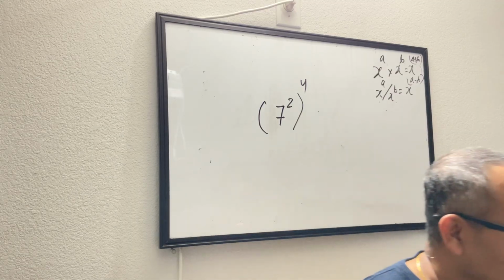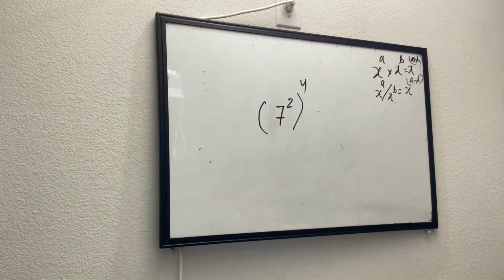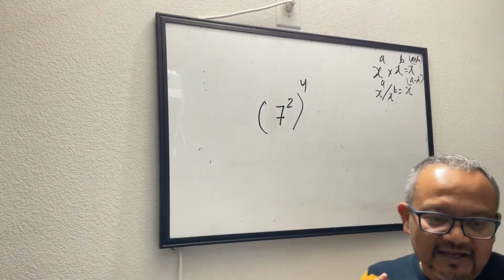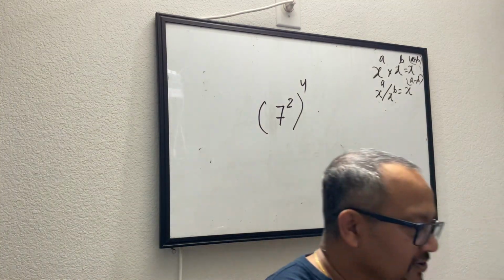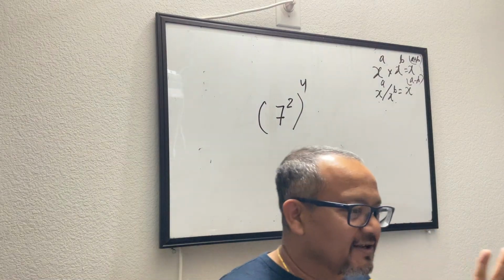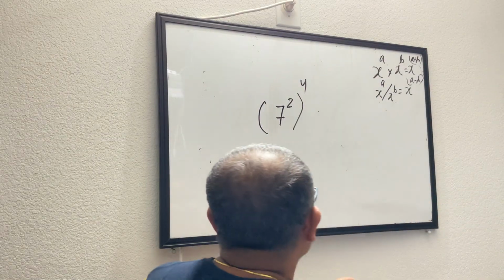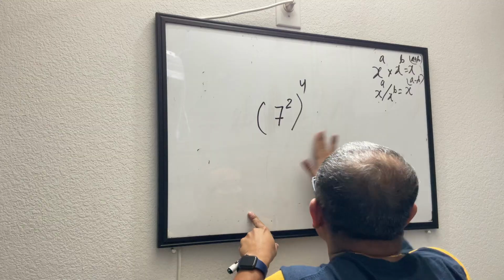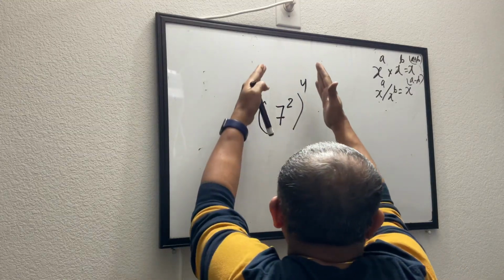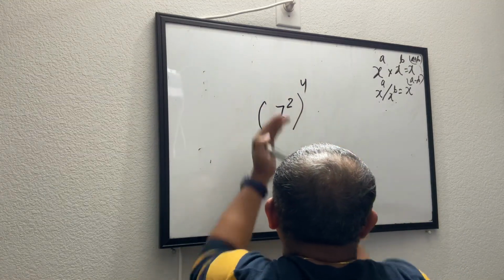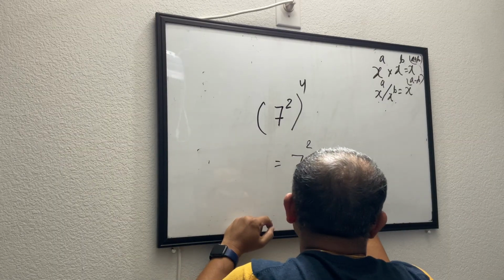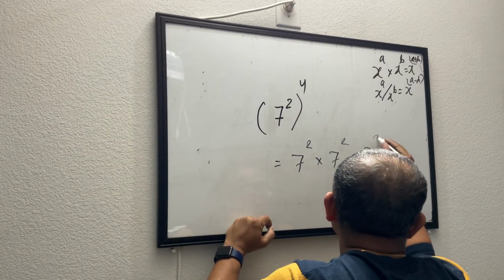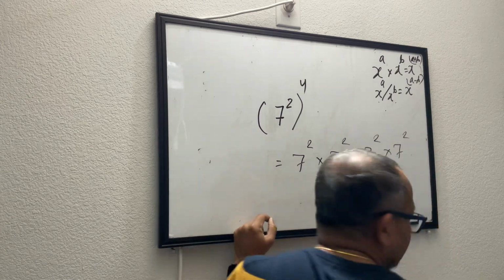What about you, beta? I didn't really get it. Okay, don't worry. So this is 7 to the power 8. So here's the thing, okay? I always say, keep it simple. You will find some magic in this. If I have something in parentheses to the power 4, what does it mean? 7 to the power 2 into 7 to the power 2 into 7 to the power 2 into 7 to the power 2. Isn't it?